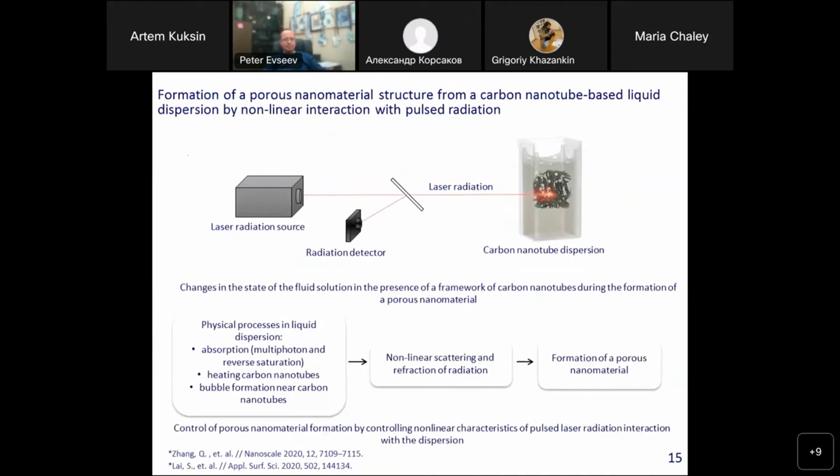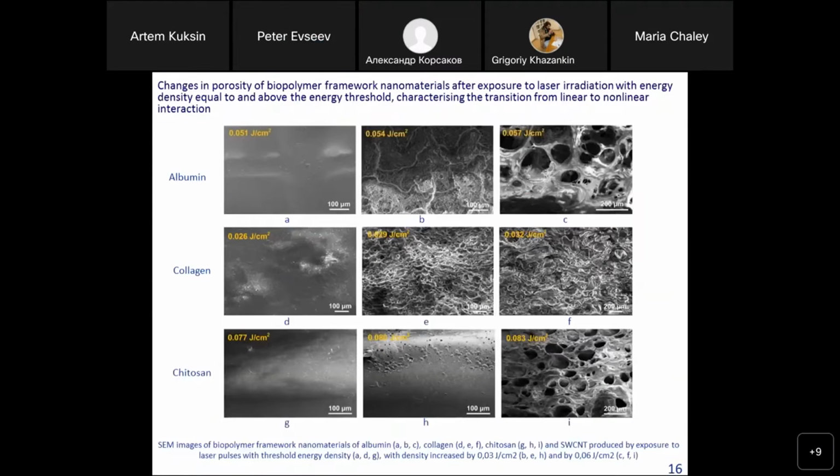The mechanism of laser radiation interaction with carbon nanotubes in a liquid is as follows. First, there is absorption of laser radiation. Then the laser energy is transformed to heat, and then there is a formation of bubbles around the tubes. As a result, porous material is created. It has been established that the change in the porosity of biopolymer framework nanomaterials depends on the radiation energy density.